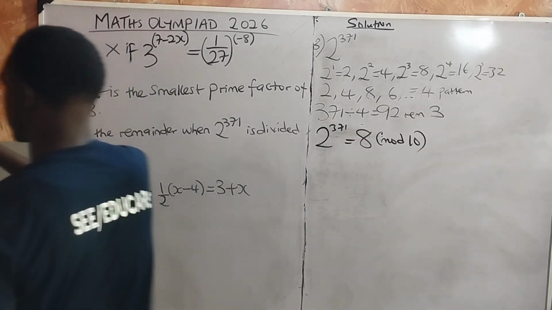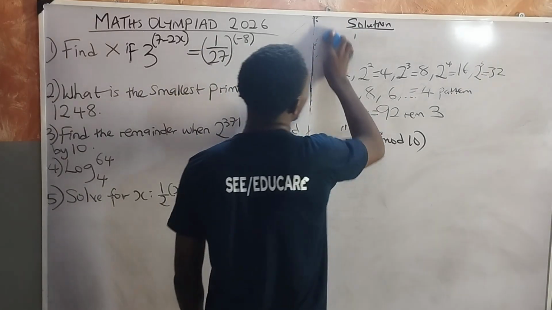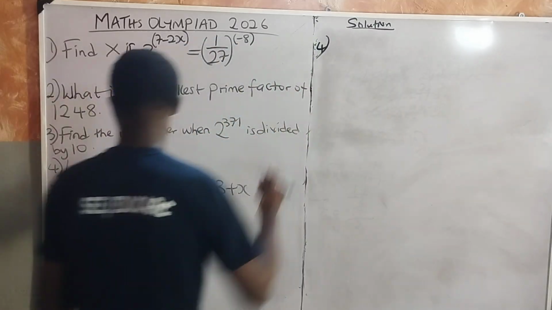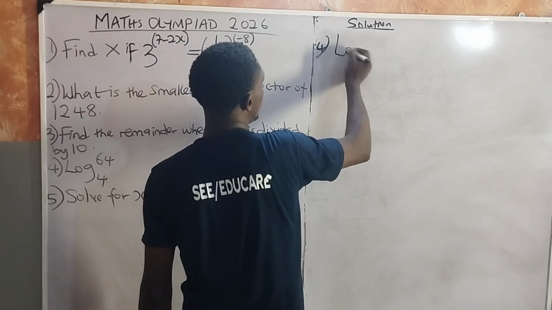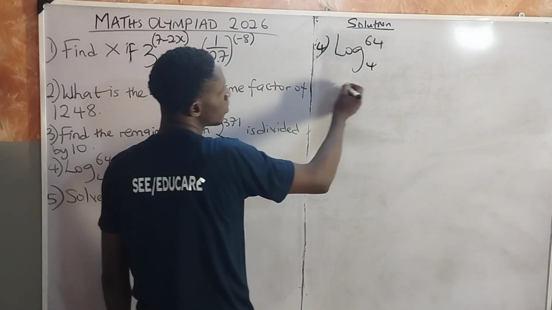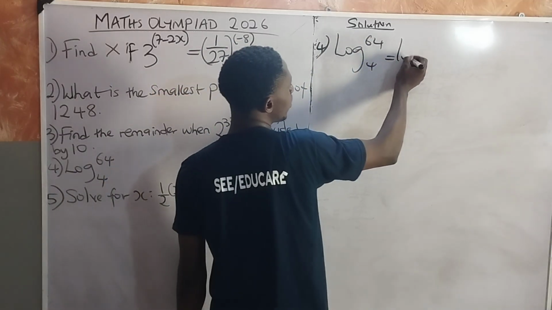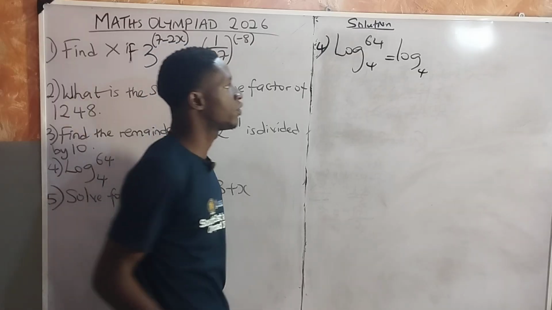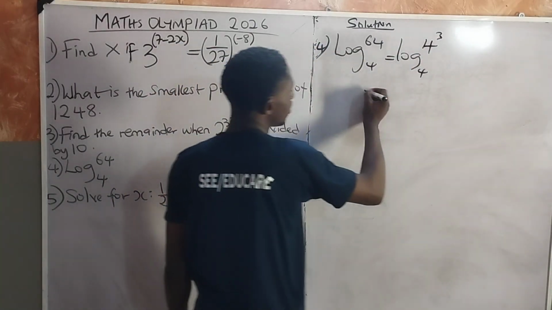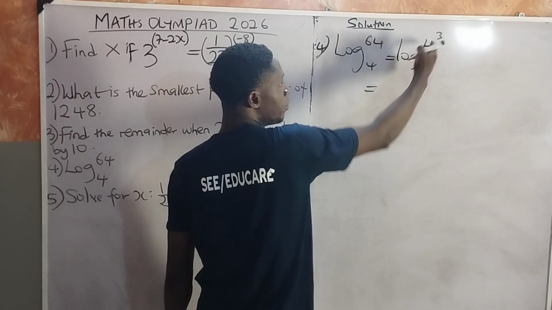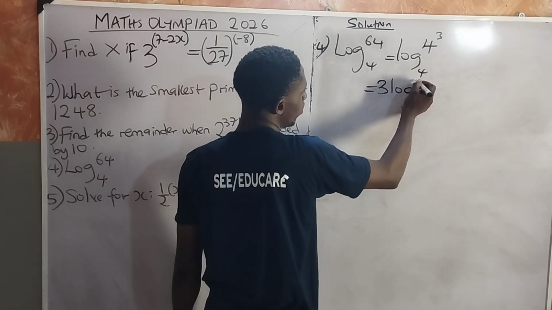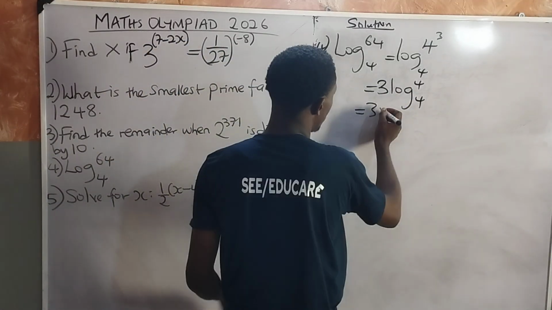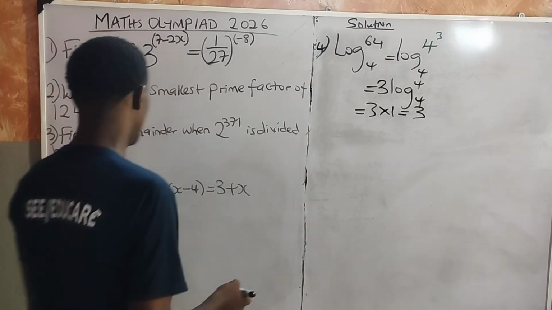So let's go to the next one, number 4. We have log 64 in base 4. So this is logarithm. The base here is 4. How many times can 4 go into 64? That is 4 raised to the power of 3. So the power here will come up, and we have 3 log 4 in base 4. By the law of indices, any number to its own base is 1. So we have 3 times 1, which is equal to 3, and 3 is the answer.